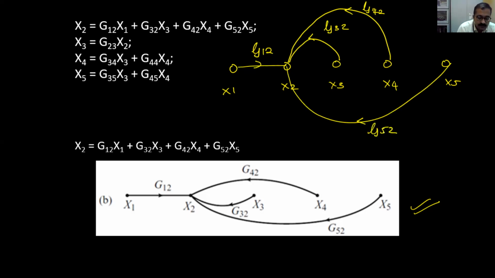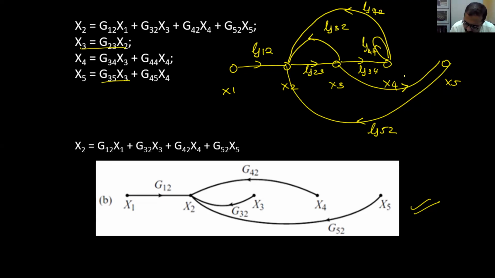Okay. Second equation, what is that? x3 equals g23 x2. So there should be a branch from x2 at a gain of g23. Then what is x4? From x3 at a gain of g34, plus g44 x4. So this is g44. Okay. Now last step, g35 x3. That means there should be something like this.